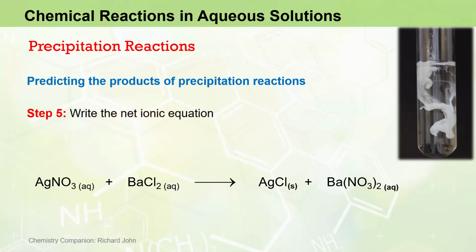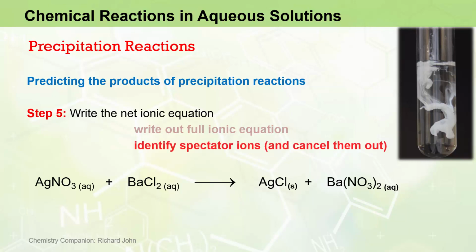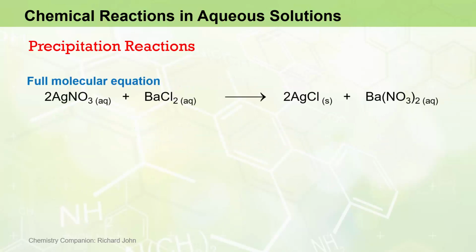A last step that may be required is to write out the net ionic equation from this full molecular equation. To do that, we first have to write out the full ionic equation from this full molecular equation, and then identify any spectator ions and cancel them out from both sides of the equation. So let's have a go at doing that.